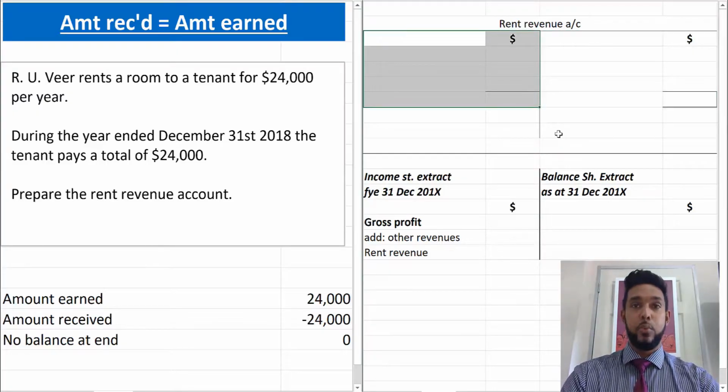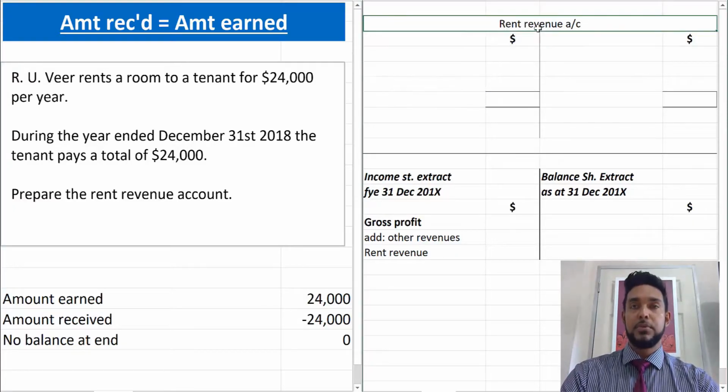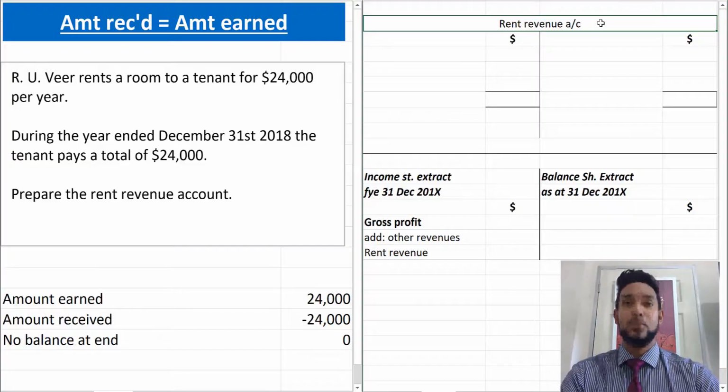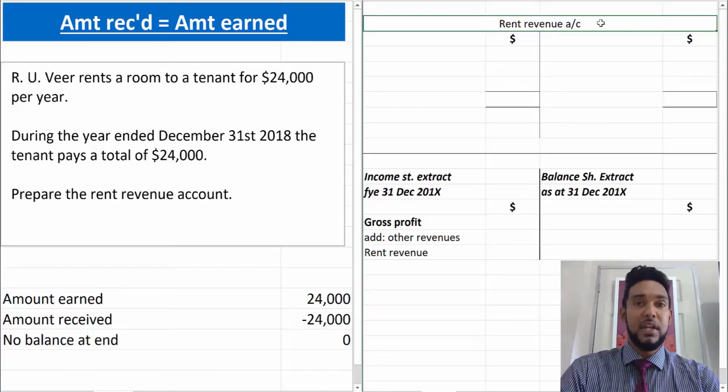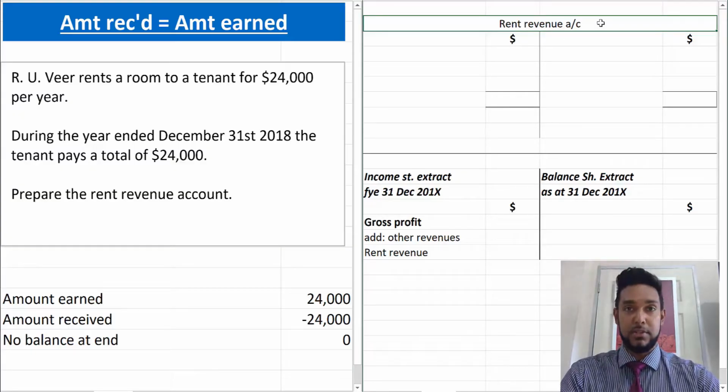Now, just a quick word on why revenue accounts follow those rules. Revenue ultimately helps us to earn profit. And the more profit we earn will increase the owner's investment or the capital. And capital increases with credits. So anything that will increase capital will follow the same rules as capital. Credit to increase, debit to decrease. Anything that decreases capital will follow the opposite rules. For example, expenses. With expenses, you debit to increase and credit to decrease.